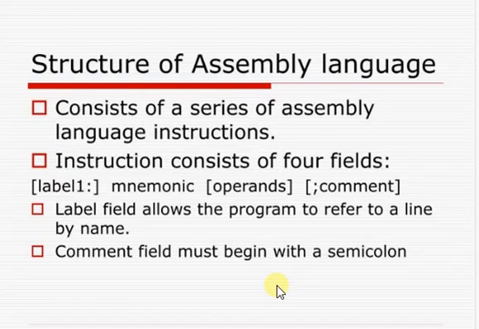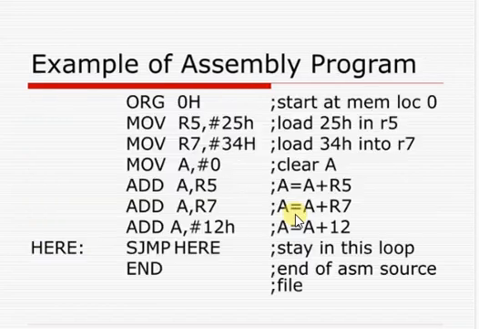Structure of assembly language. It consists of a series of assembly language instructions. An instruction consists of 4 fields: label, mnemonic, operands, and comments. Just like 8086, this structure is the same. The first is label, then mnemonic, operands, and a semicolon. After the semicolon, it indicates comments. The label field allows the programmer to refer to a line by name. The comment field must be given with a semicolon.